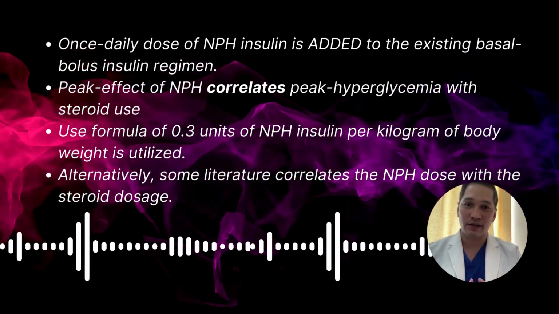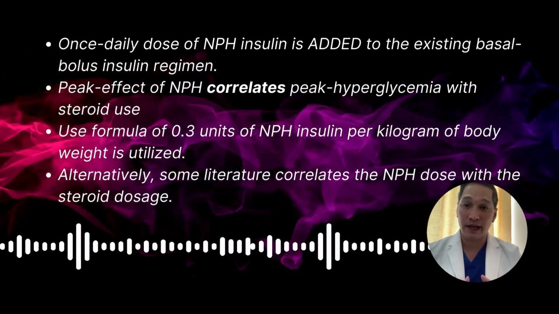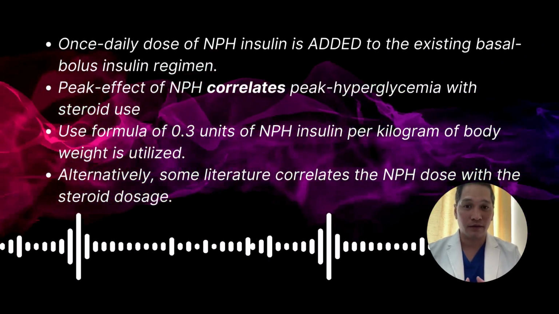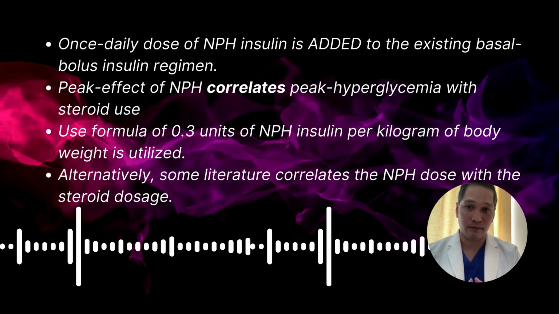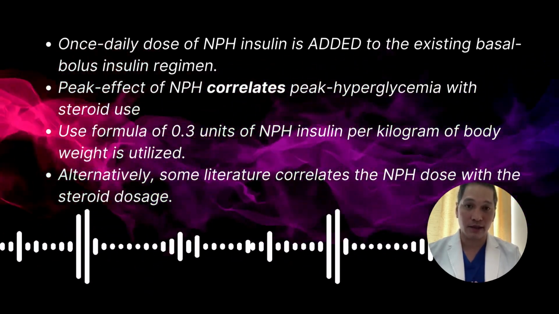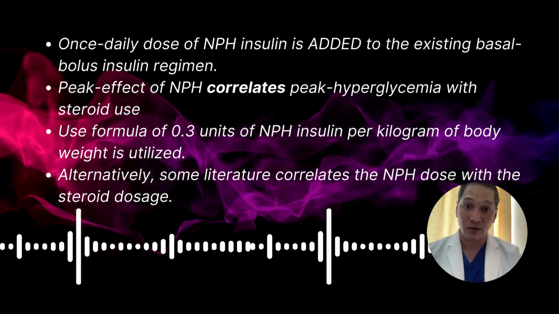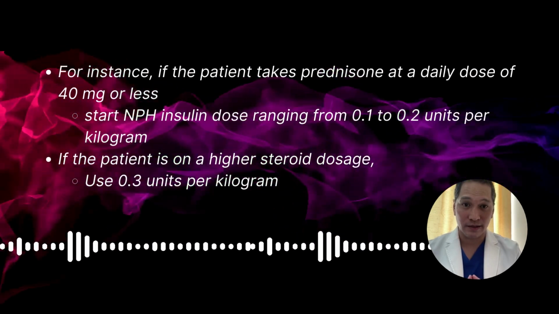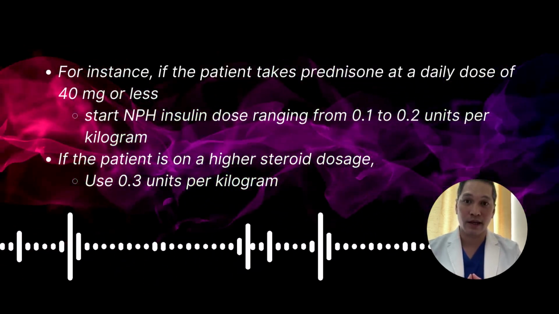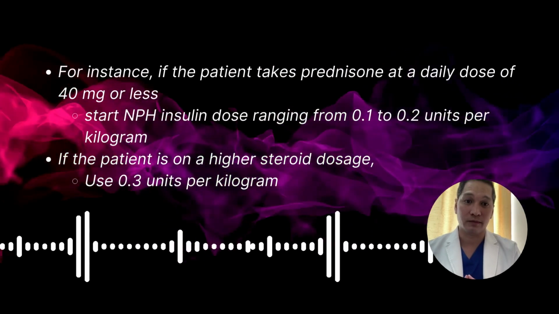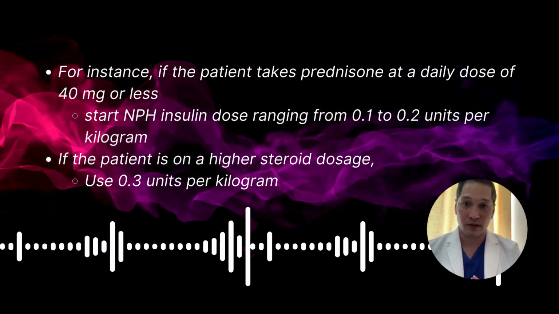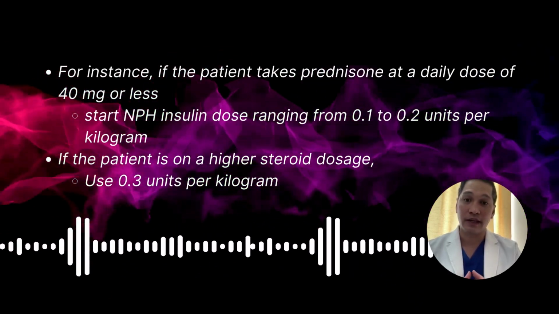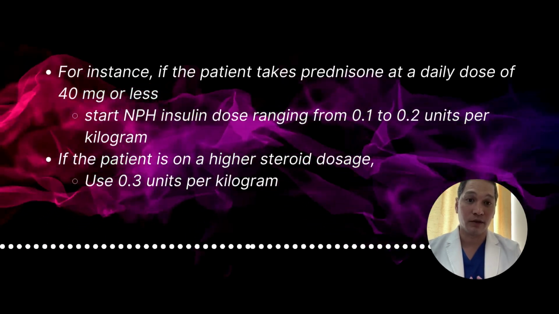The choice is based on the alignment of NPH's peak effect with the hyperglycemic peak often seen in response to steroid use. Generally, the formula of 0.3 units of NPH per kilogram of body weight is utilized. Alternatively, some literature correlates the NPH dose with the steroid dosage. For instance, if the patient is taking prednisone at a daily dose of 40 milligrams or less, a starting NPH insulin dose ranging from 0.1 to 0.2 units per kilogram is recommended. However, if the patient is on a higher steroid dosage, initiating an NPH insulin dose of 0.3 units per kilogram is advisable.